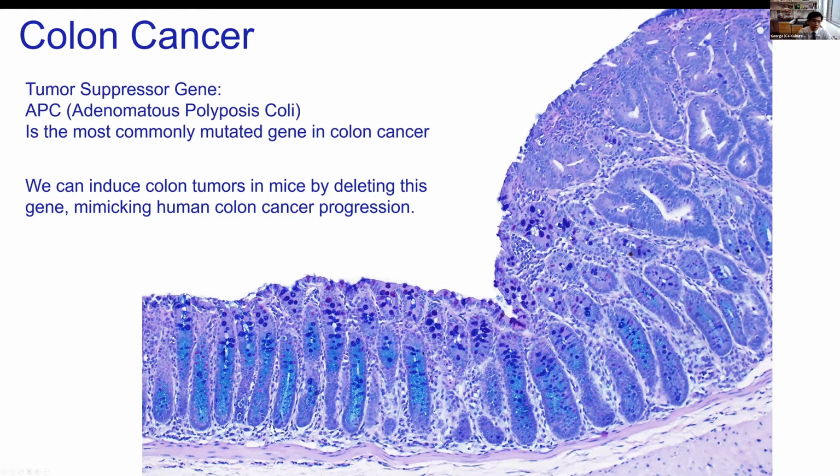And we can mimic colon cancer in mice in the laboratory, which we do in the Yilmaz lab, by deleting the APC gene, and we can specifically induce tumors where we want to. For example, here you can see on the right, we specifically deleted the APC gene in a few of the stem cells, and it generated this tumor in the mouse.